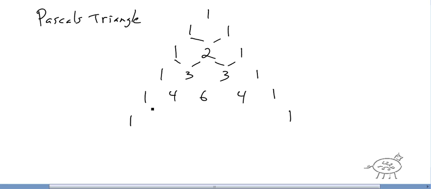The next one is 1 and 4 is 5. 4 and 6 is 10. 4 and 1 is 5. Then you would keep going. You would say 5 and 10 is 15, 10 and 10 is 20, etc. So that's what Pascal's triangle is.